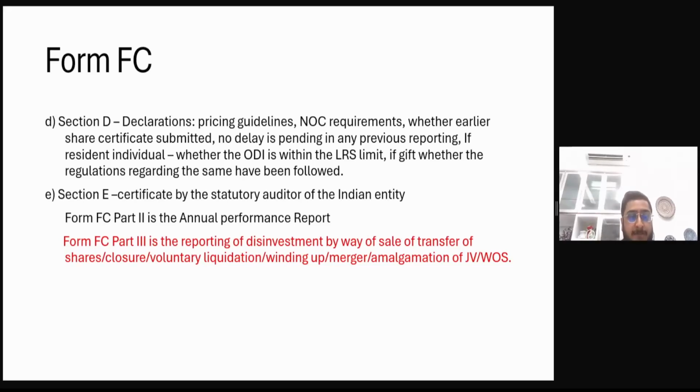Now, Form ODI Part 2 is an annual performance report. So once a company has done an ODI, every year there's an APR which has to be filed. Currently, the due date is 31st December of each year to file their APR. We'll discuss in detail later on what all we are required to do in Form APR. Form FC Part 3 is the reporting of disinvestment by way of sale or transfer of shares. So all that reporting goes in Form FC Part 3.